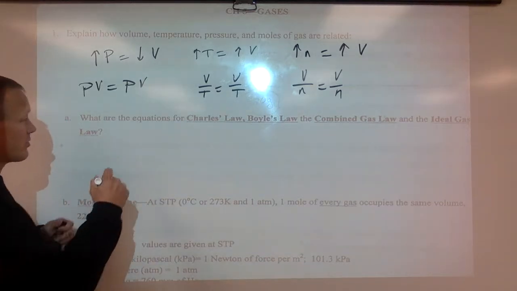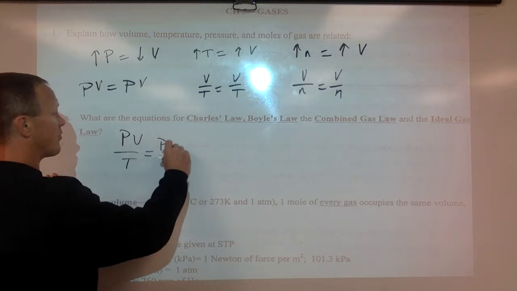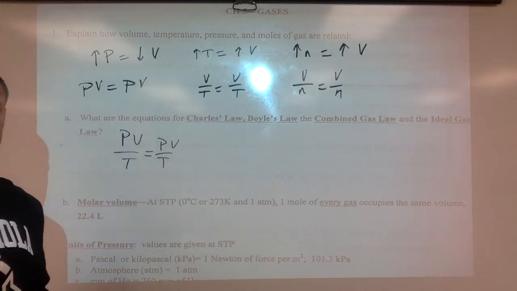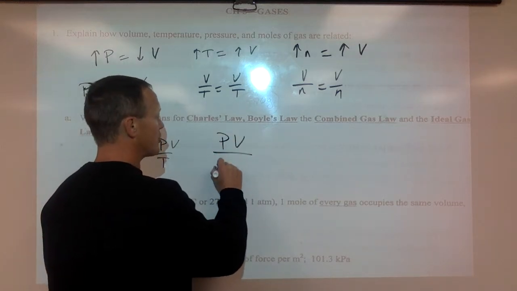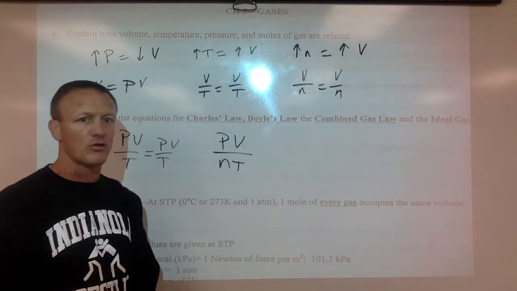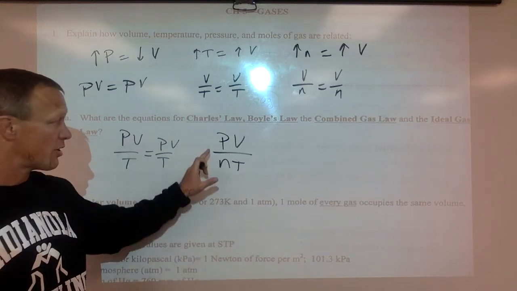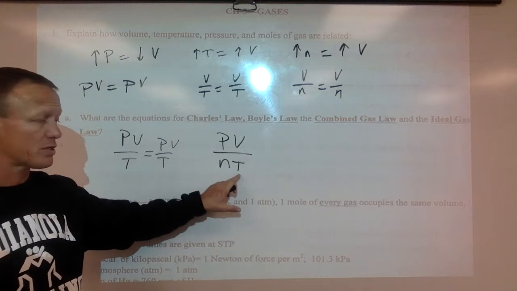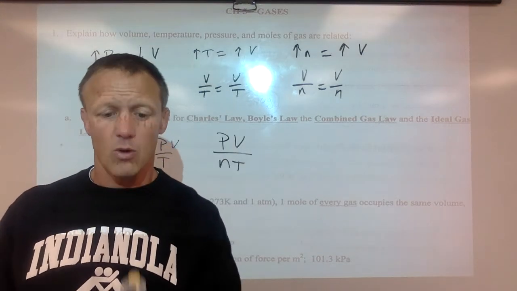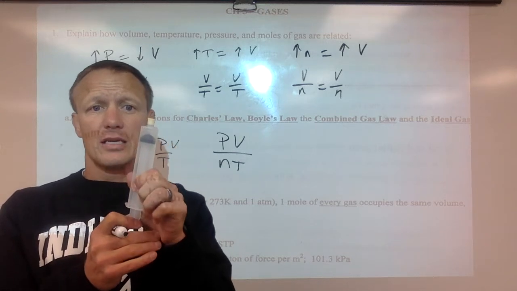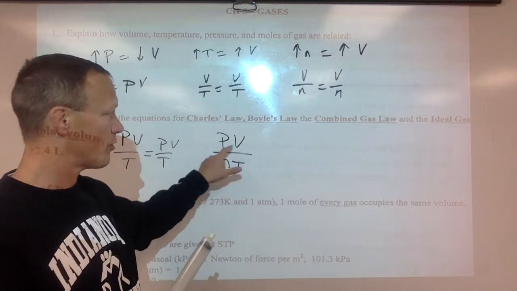You may have seen last year, Ms. Sorensen might have done PV over T equals PV over T, possibly at some point in time. But we can combine moles in there. We can say that this ratio, for every gas, stays consistent. You take the pressure times the volume, divided by the moles, divided by the temperature. Doesn't matter if I have this much gas or this much gas. This ratio will always stay the same. It's always the same answer if I plug those things in.